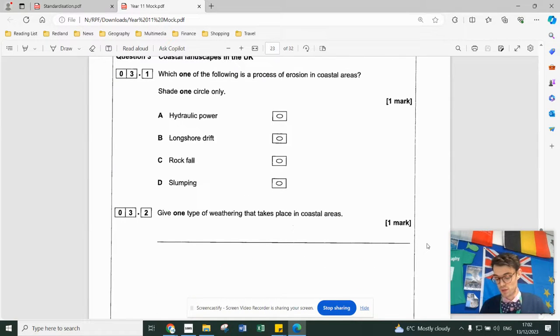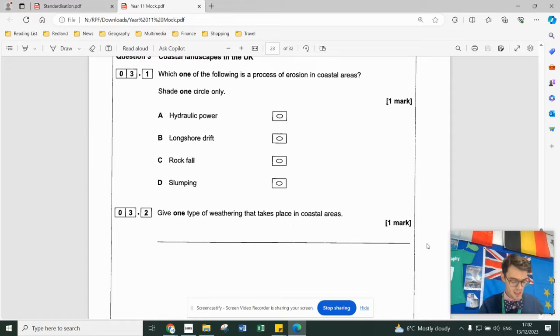There are three types of weathering: biological, chemical, and mechanical. In mechanical, you had freeze-thaw weathering. You had salt crystallization, but you could also use chemical, like acid rain, and you could use biological as well. But you had to mention one of them. Simple. A lot of you went for freeze-thaw action.